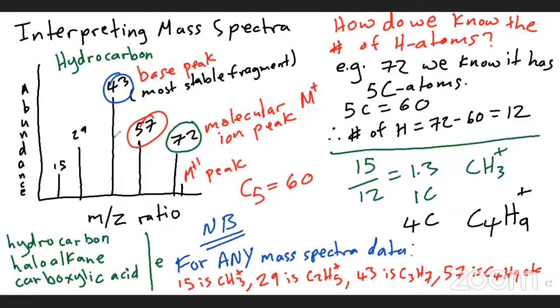So for example, for 15, one carbon atom is 12. So 12 from 15 is 3. For fragment 43, if it has three carbons, 12 times three is 36. Therefore, it would have seven hydrogens, which would bring it up to 43.